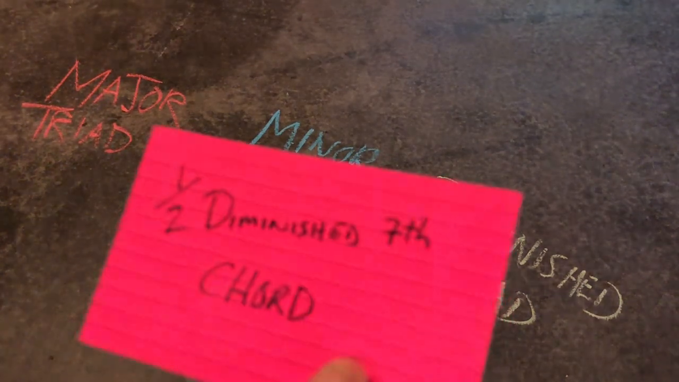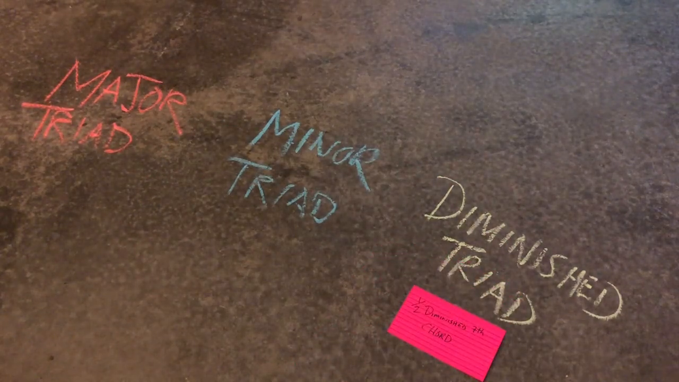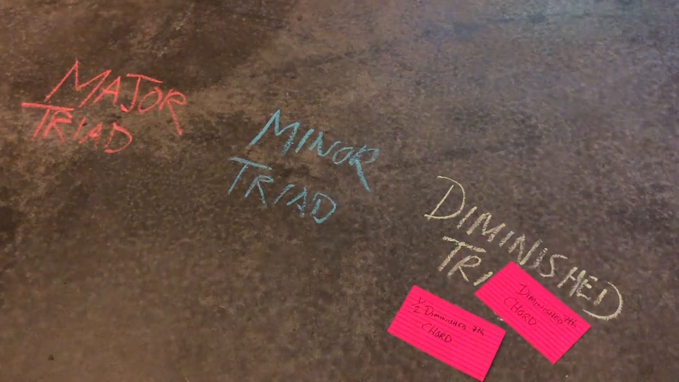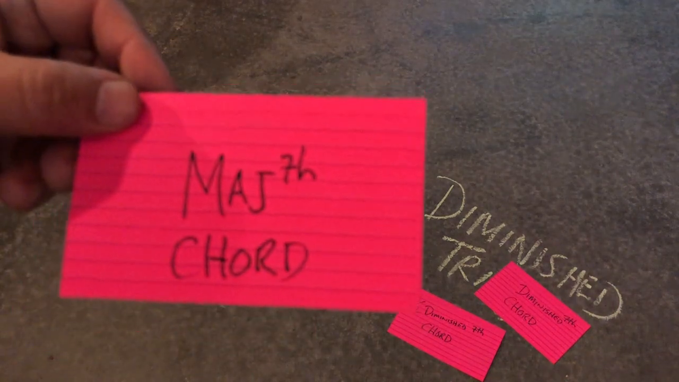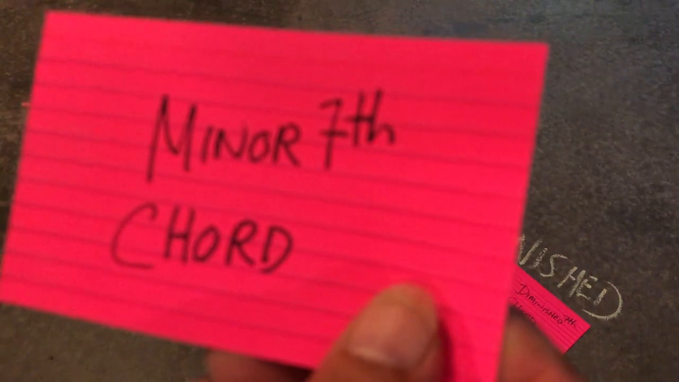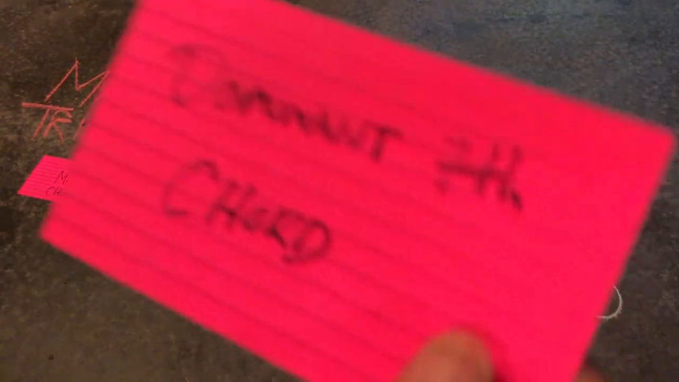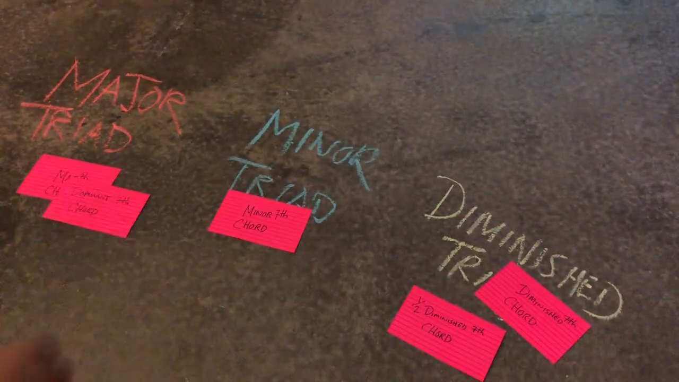All right. Half diminished 7th chord has a diminished triad. A diminished 7th chord also has a diminished triad in it. What kind of triad is in a major 7th chord? That would be a major triad. Okay? And a minor 7th chord? That would be a minor triad in it. And the dominant 7th chord has a major triad.